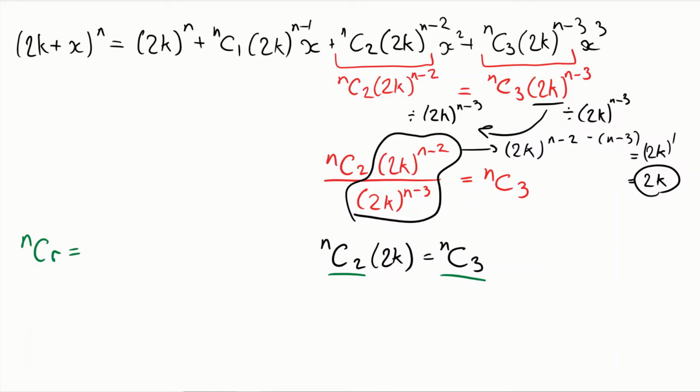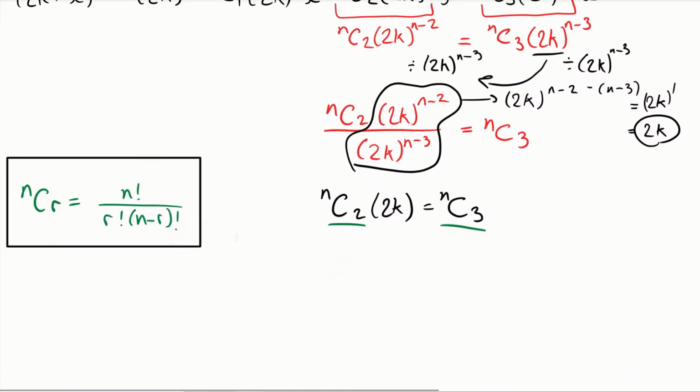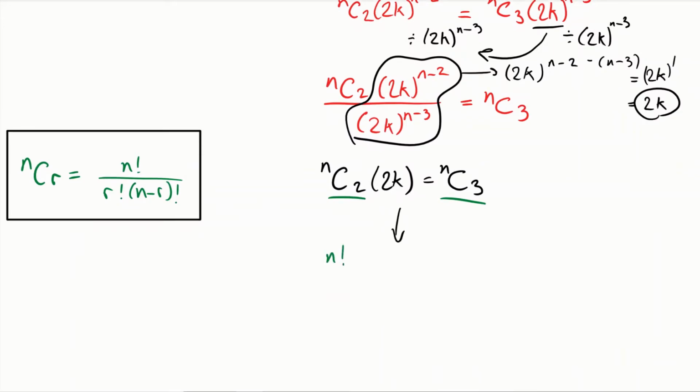So now, using our equation for nCr, like we did in the last question, we can rewrite nC2 as n factorial over 2 factorial multiplied by (n-2) factorial, times 2k as usual, equals, and instead of nC3, we will write n factorial over 3 factorial multiplied by (n-3) factorial. And using our knowledge of factorials, we know that 2 factorial is the same as 1 times 2, so it's just 2. And 3 factorial is going to be equal to 6, just to simplify that even further.